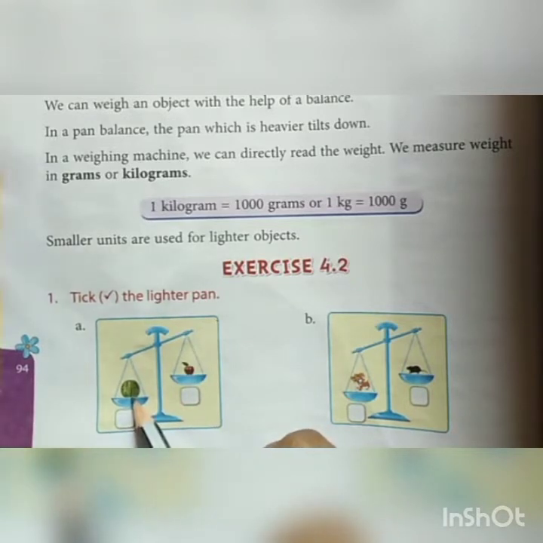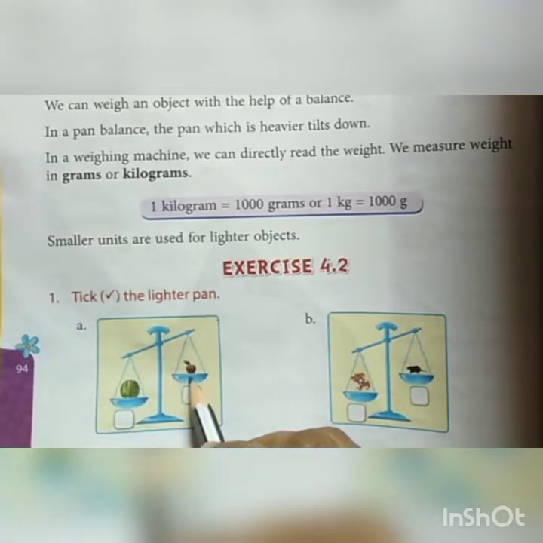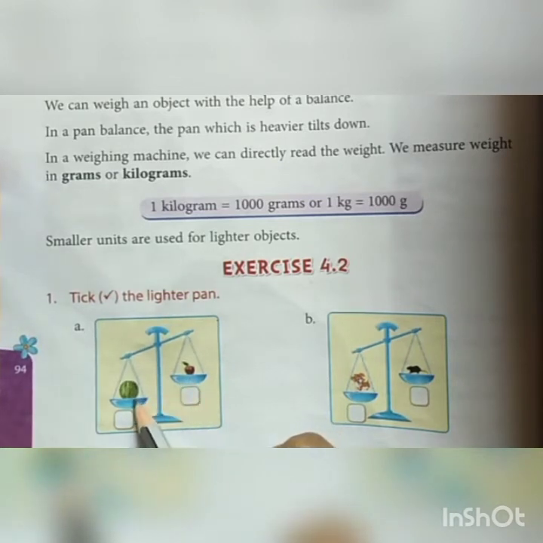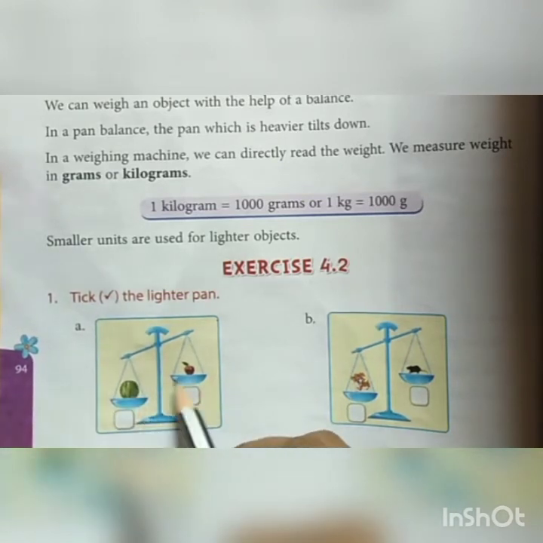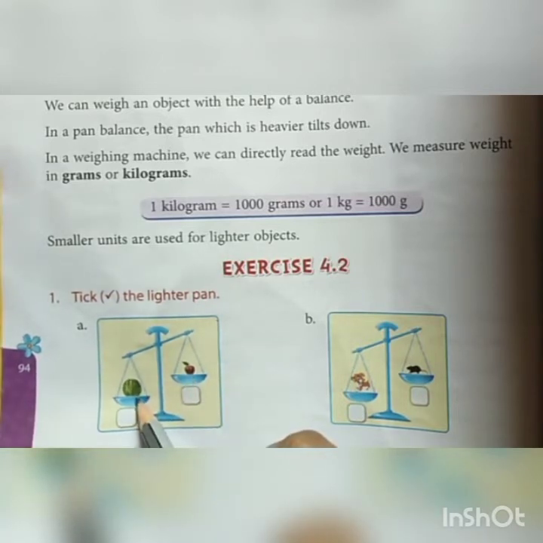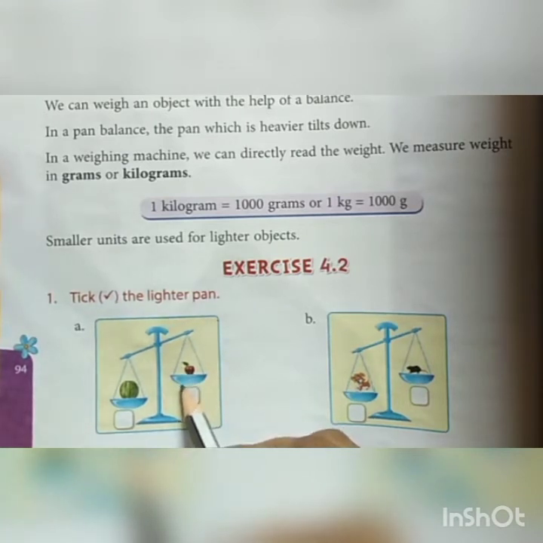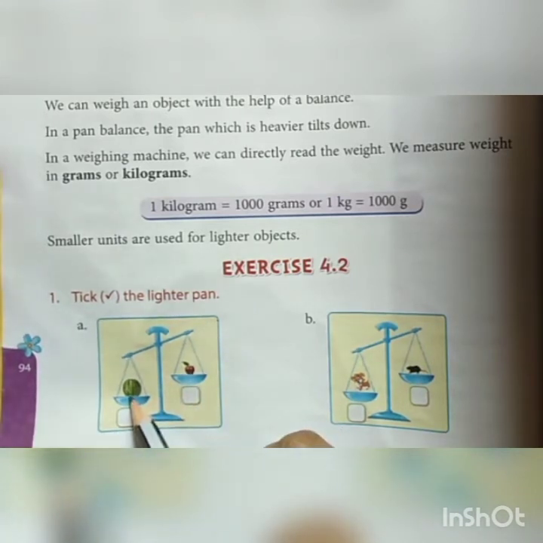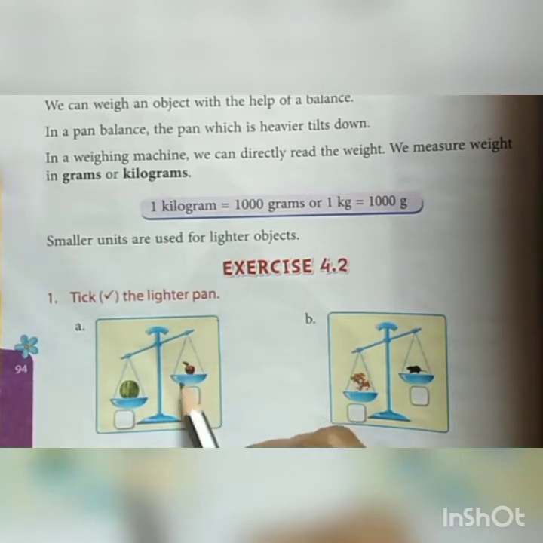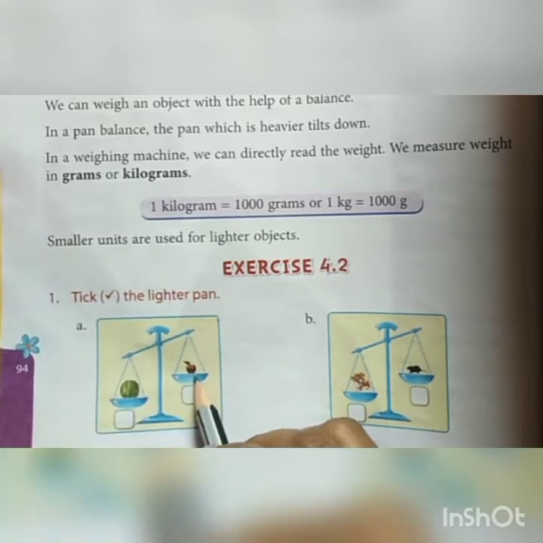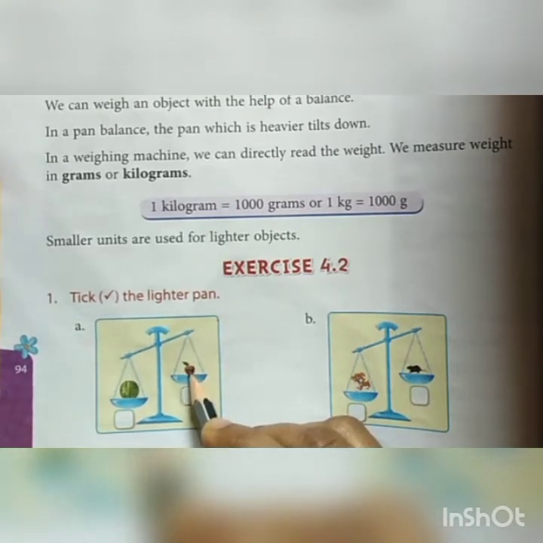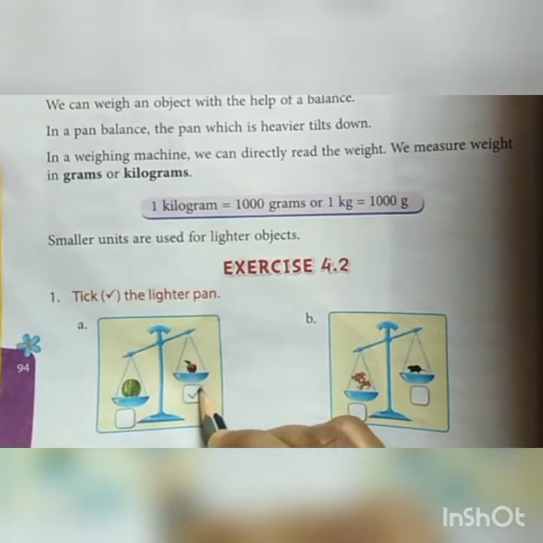Here, in this pan, there is a watermelon and in this pan, there is an apple. So children, since this watermelon has more weight than apple, this pan tilts down. Can you see that? This pan tilts down because it is heavier than the object apple. So which is the lighter pan? The pan with watermelon or the pan with an apple? Yes, this is a heavier pan and this is the lighter pan. So we should take only the lighter pan. So the pan with an apple is the lighter pan. So we can take this pan.